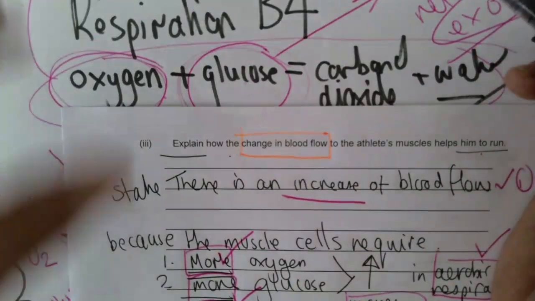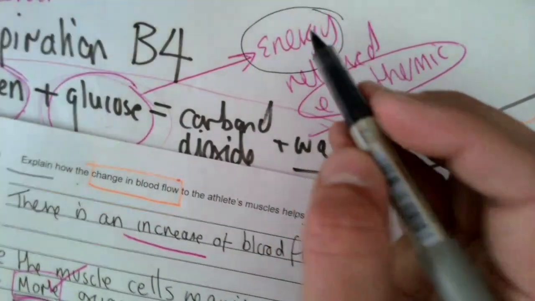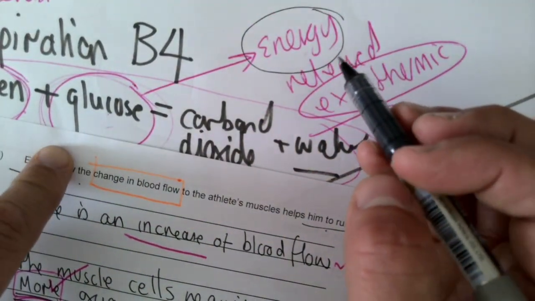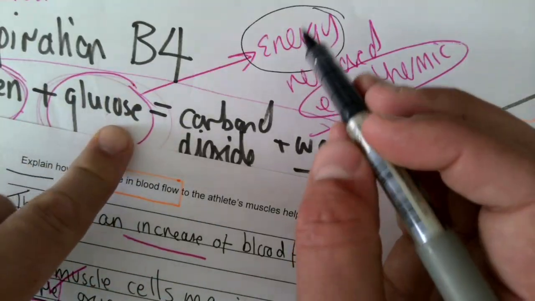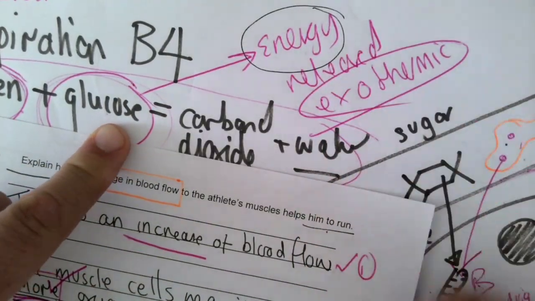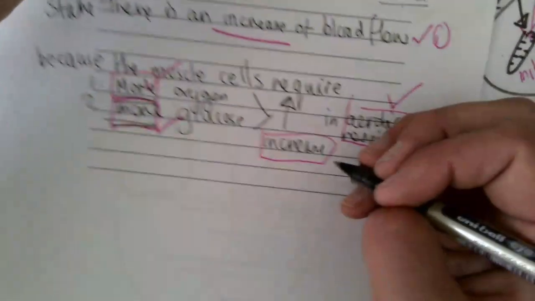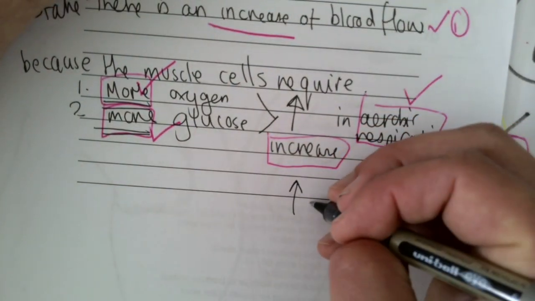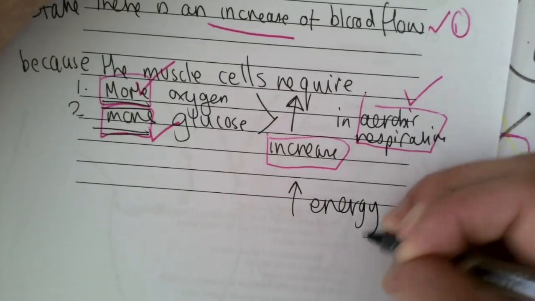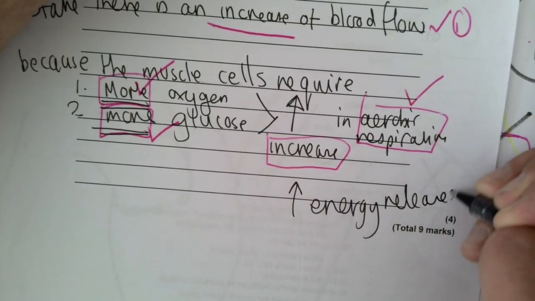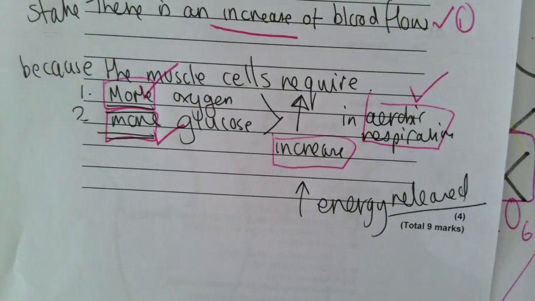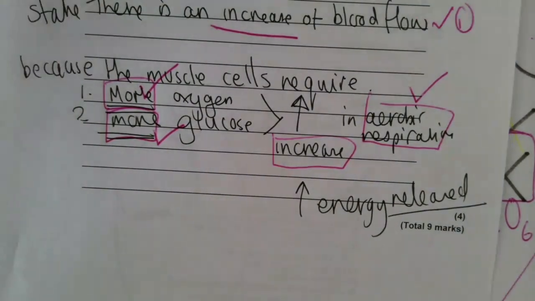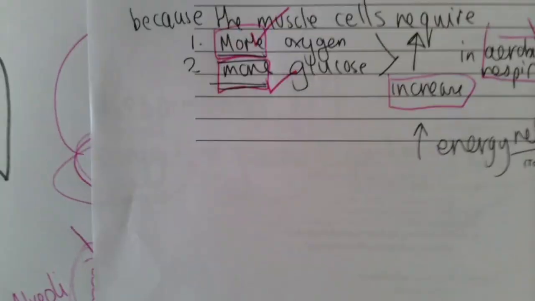And what does aerobic respiration do? The whole point is that oxygen plus glucose, breaking down the glucose, releases energy. So there would be an increase in energy released, transferred as well. And that is aerobic respiration.